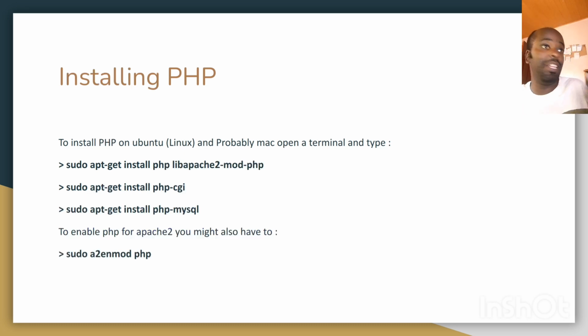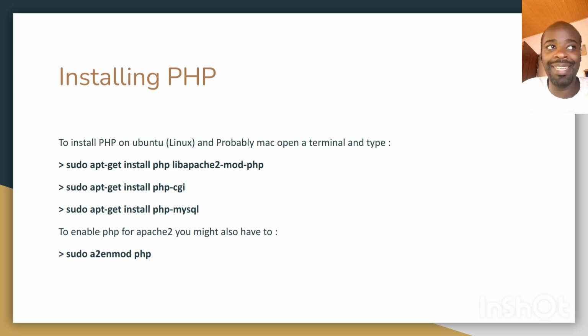So installing PHP. To install PHP on Ubuntu Linux and probably Mac, just open a terminal, type sudo, you don't have to type sudo all the time if you just authenticate once, apt-get install php libapache2-mod-php. This command right here, the first one, will install Apache. Now it will install PHP with the necessary module for it to run with Apache. And you can add some additional modules such as CGI, but you also need to install php-mysql if you're gonna have to link the PHP and MySQL.